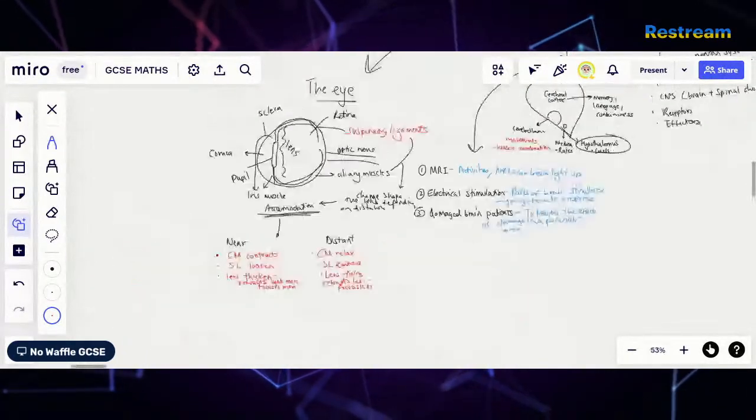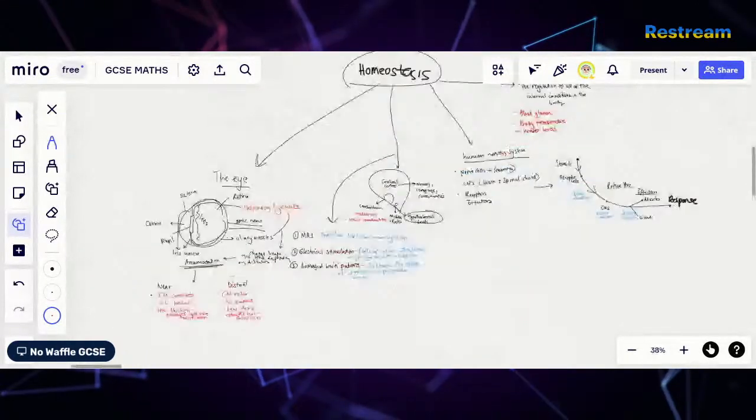Okay, so that's enough about the eye for now because we're going to move on, but tomorrow we will continue on with this topic.